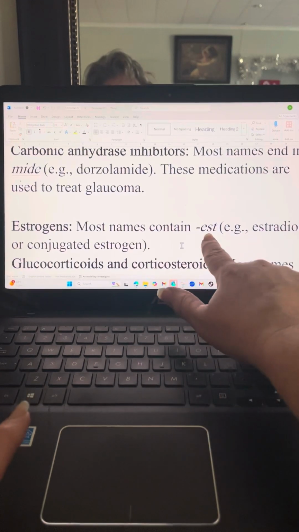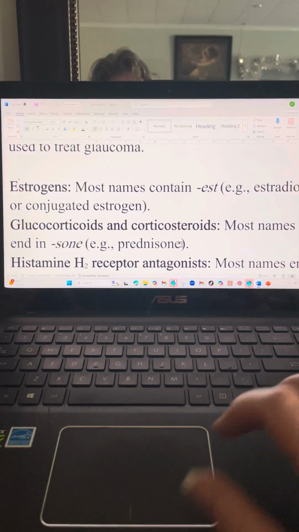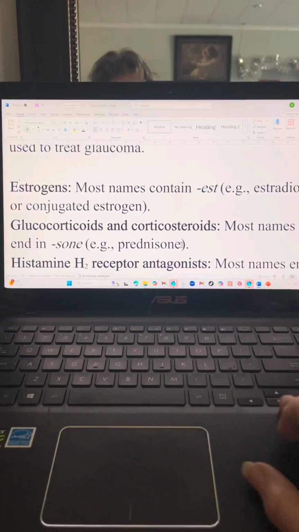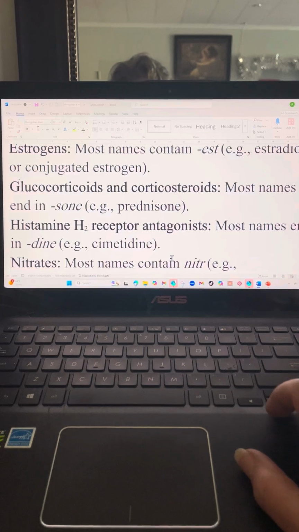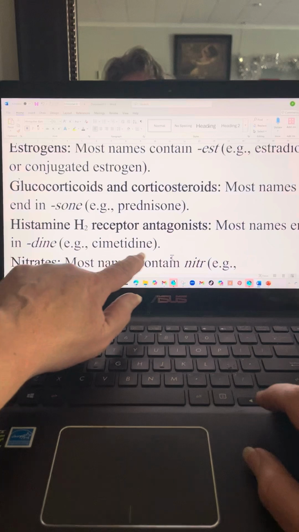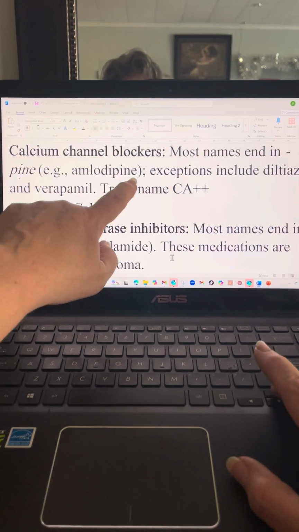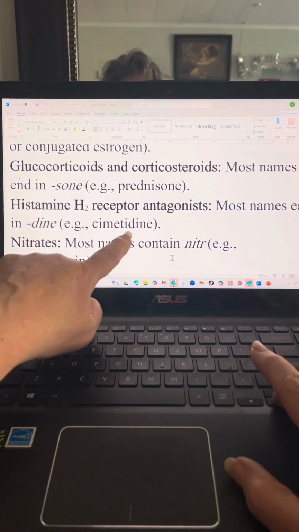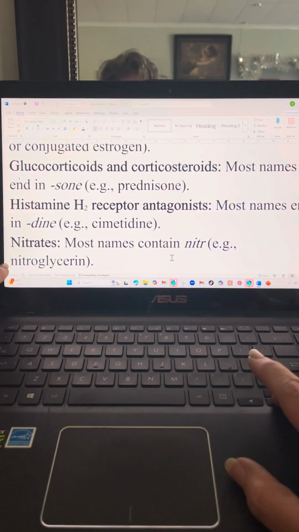Estrogens, most of them contain the name S. Okay. Glucocorticoids and corticosteroids, most names end in zone, like prednisone. Histamine H2 receptor antagonists, most names end in dine or tidine. Your calcium channel blockers ended in dipine, but H2 receptors end in tidine. So put that on a flashcard and flash yourself till you know it.